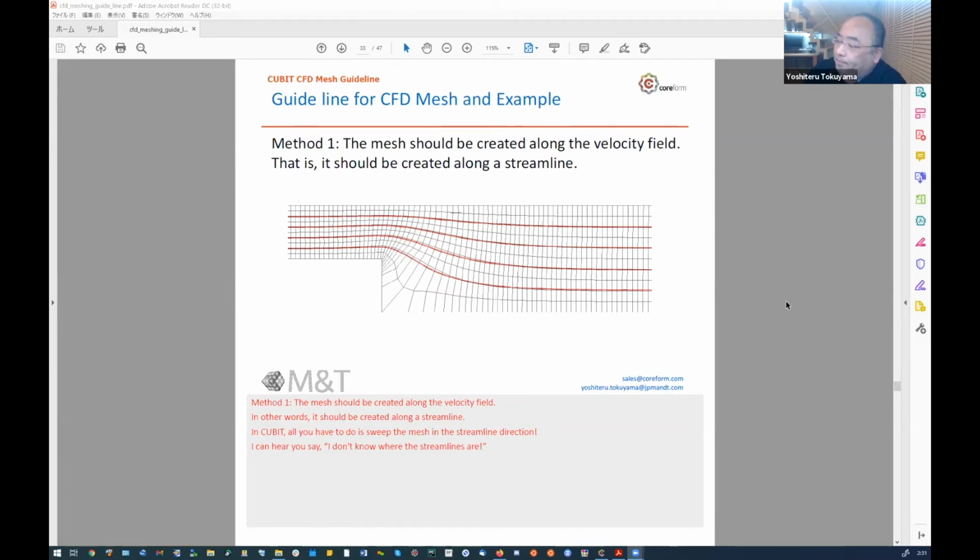Method one: the mesh should be created along the velocity field. In other words, it should be created along the streamline. In Cubit, all you have to do is sweep the mesh in the streamline direction. I can hear you say, I don't know where the streamlines are.